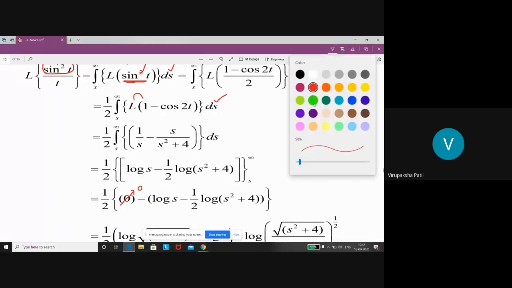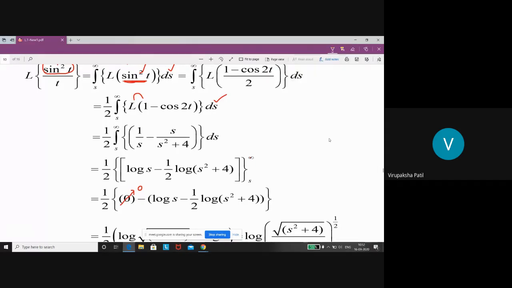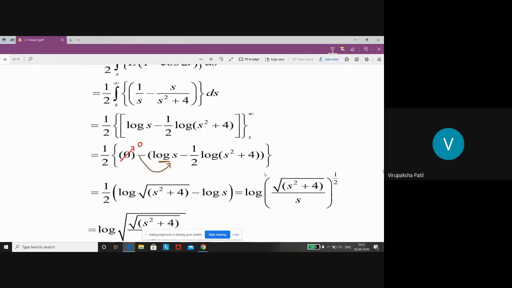Sure or not? S is equal to, we need to put S only. Okay. Next, it becomes log S. Then this is 1 by 2 times log S square plus 4 only. Log S square plus 4 only.